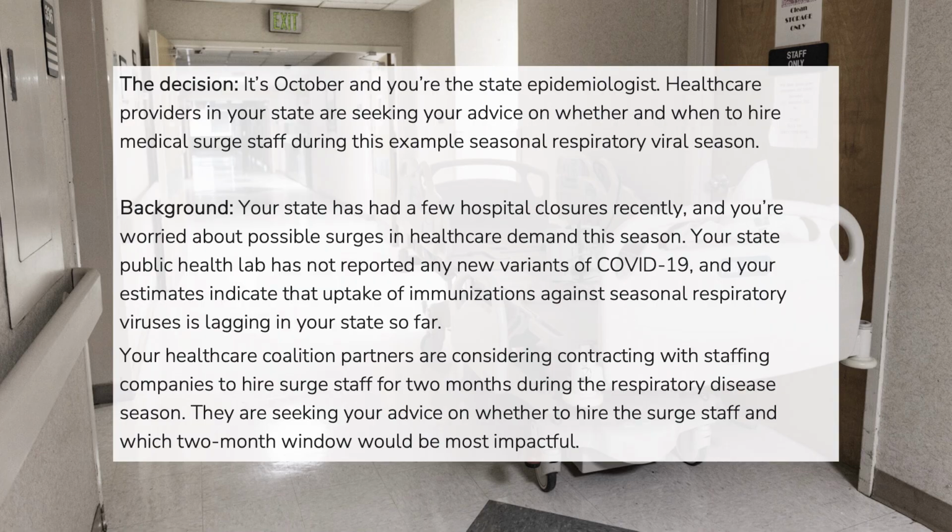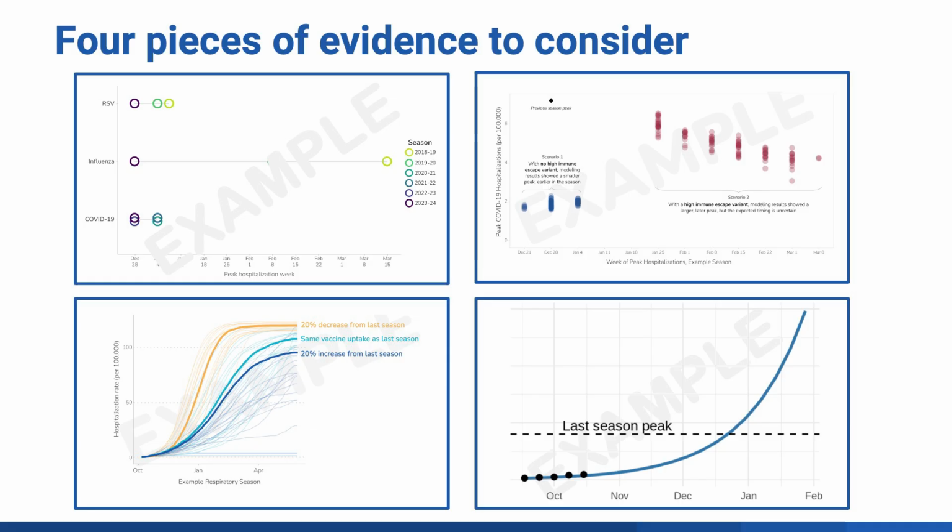To review the scenario, it's October and you're the state epidemiologist. Healthcare coalition partners in your state are seeking your advice on whether and when to hire medical surge staff during this example respiratory virus season, given the specific context in your state. You are given 4 pieces of evidence to consider in the form of historic trend data and modeling outputs.